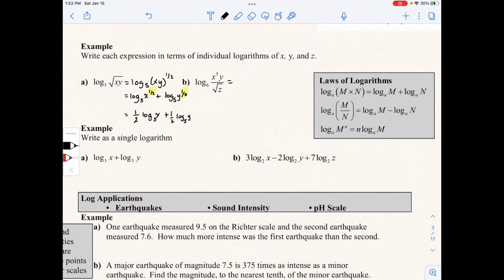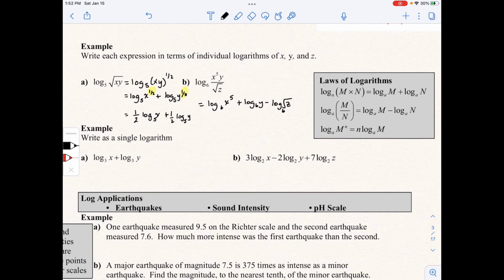So we've got our product law and our logs of multiplication and logs of division. So what we're going to do here on the numerator, we're going to rewrite it as log x to the 5 to the base of 6 plus log y to the base of 6. Subtract, let me just scooch this down here, subtract log of root z to the base of 6.